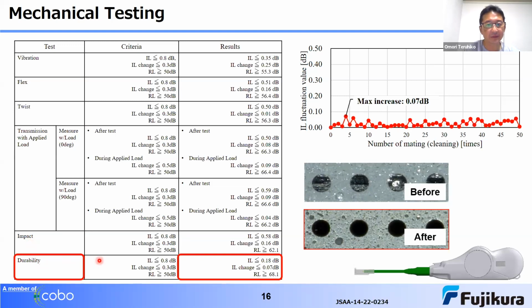Based on Telcordia 1435, we got good results. When we did the durability test, we used MMC cleaners, and this shows a good result with a maximum increase of 0.07 decibel. So the MMC cleaner cleans the interface of MMC connectors.